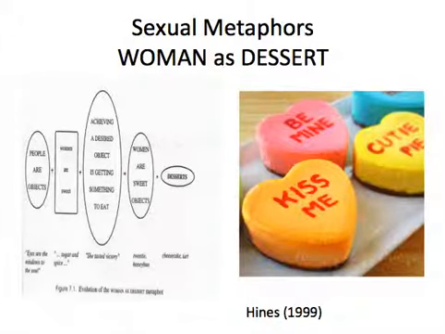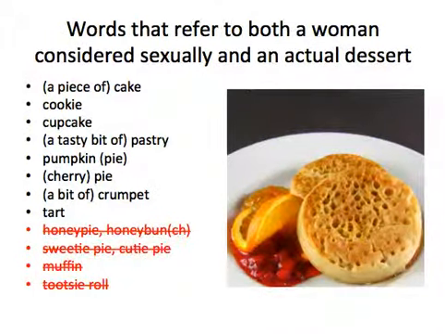Okay, so let's go on now and look at sexual metaphors, and look at the metaphor of a woman as dessert. Okay, so woman is the target domain, and the source domain is dessert. And this is based on an article by Hines, which I'd like you to read. And what she's tried to do is trace a process where you begin with people as objects, and then it goes through a particular process, and we end up with desserts. And what she came up with was a series of names for dessert in terms of women.